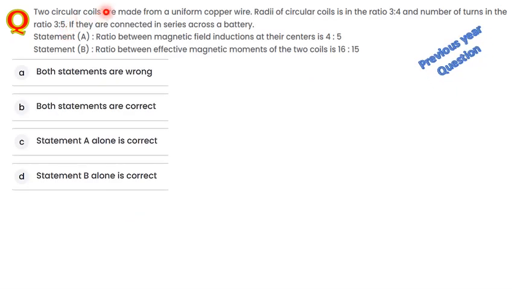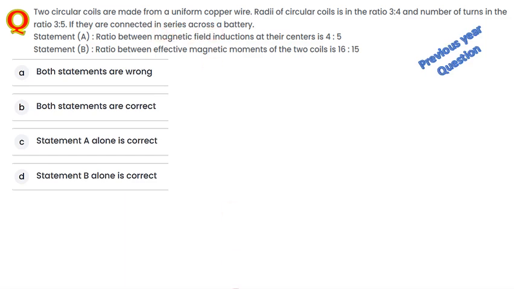Whereas two circular coils are made from a uniform copper wire. See here, two circular coils, in the sense a number of turns will be there, are made up of copper wire. The radii of the circular coils are in the ratio of 3:4. That means R1 by R2 is 3 by 4, and the number of turns in the ratio N1 by N2 they have given 3:5. Then they are connected in series.